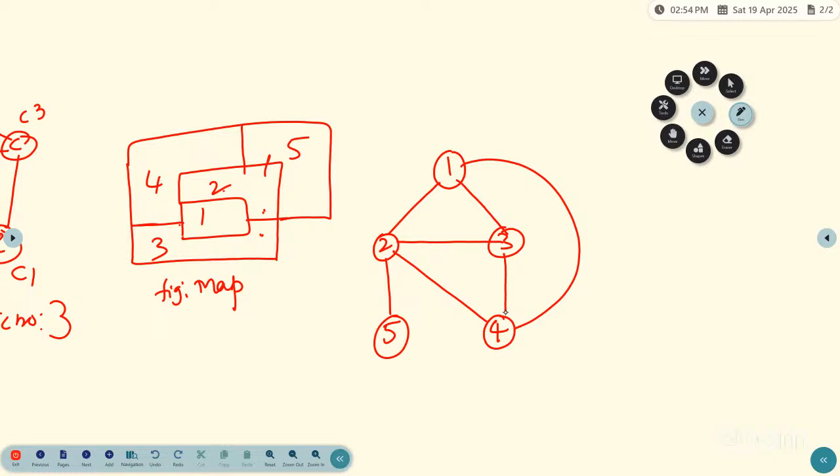And that is over. Next, 4. 4 and 1 are adjacent. 4 and 2 are also adjacent. 4 and 3, 4 and 5 are also adjacent. Then with respect to 5, 5 and 1 have no connection. 5 and 2 are adjacent, so there is a line between 5 and 2. 5 and 3 have no connection, it is not adjacent. 5 and 4 are adjacent. This is a graph.